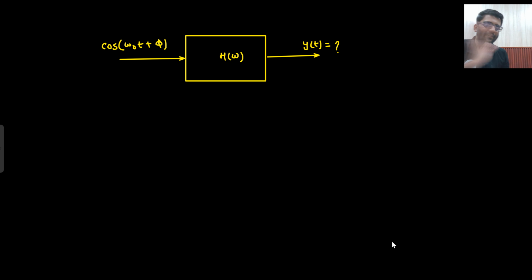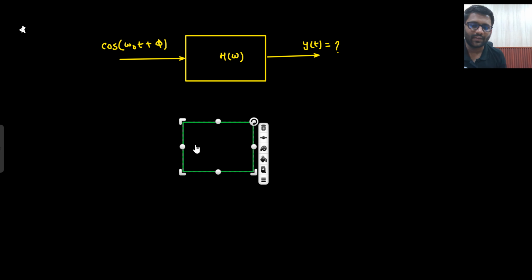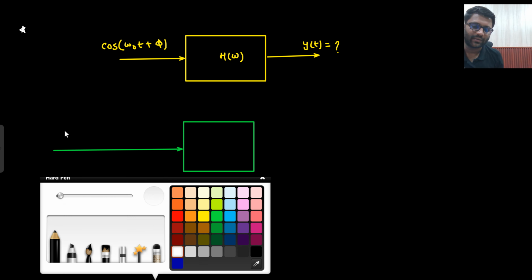Now, previously we were applying cos omega naught t. What if there is a phase phi? What will happen? Nothing will happen, you will get the same output. What I mean to say is, if there is a phase phi, what kind of input will there be, and how can I write it down?